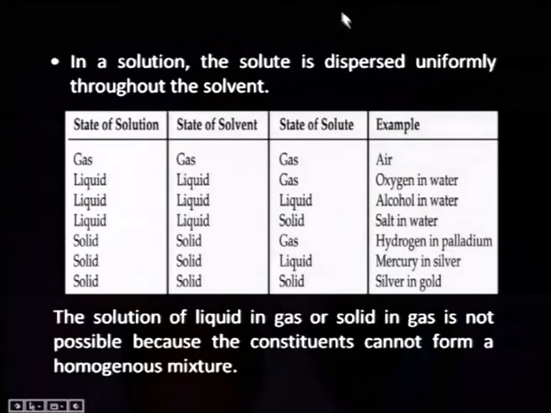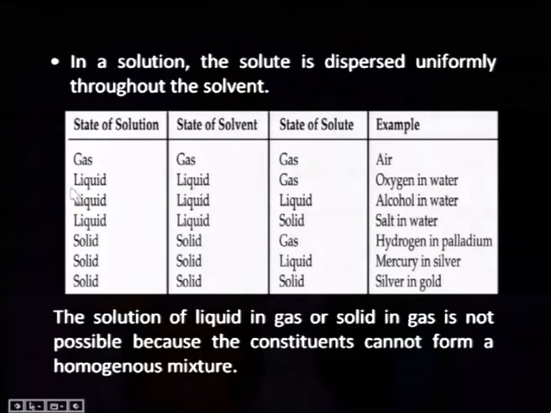There are 7 types of solutions based on the state of solvent and state of solute. For example, if the state of solvent is gas and the state of solute is also gas, the solution will be gaseous, and we can take air as an example. Similarly, there can be 7 types of solutions, which you can see in this table. The solution of liquid in gas or solid in gas is not possible because the constituents cannot form a homogeneous mixture.